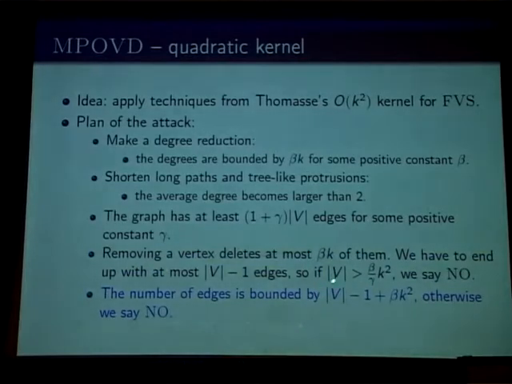And if we've bounded the number of vertices by order of k squared, then the number of edges can also be bounded by order of k squared, because we can delete at most such a number of edges from the graph.